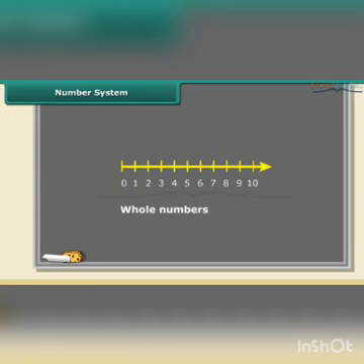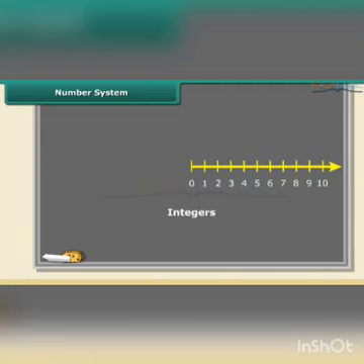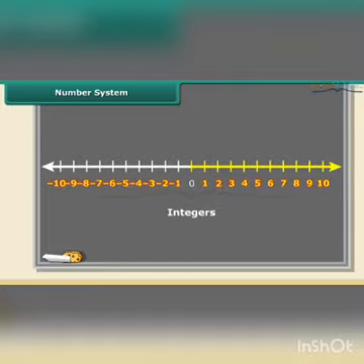Whole numbers are simply the numbers 0, 1, 2, 3, 4, 5 and so on. There are no fractions. Natural numbers are the positive whole numbers except 0. Integers are like whole numbers, but they also include negative numbers. So integers can be positive, negative and 0.